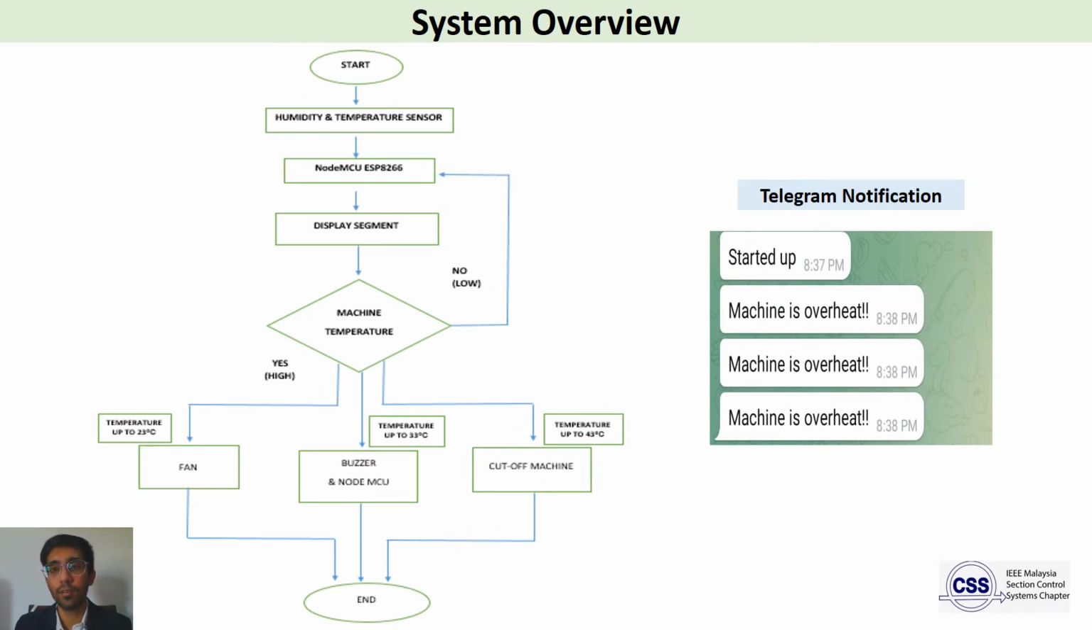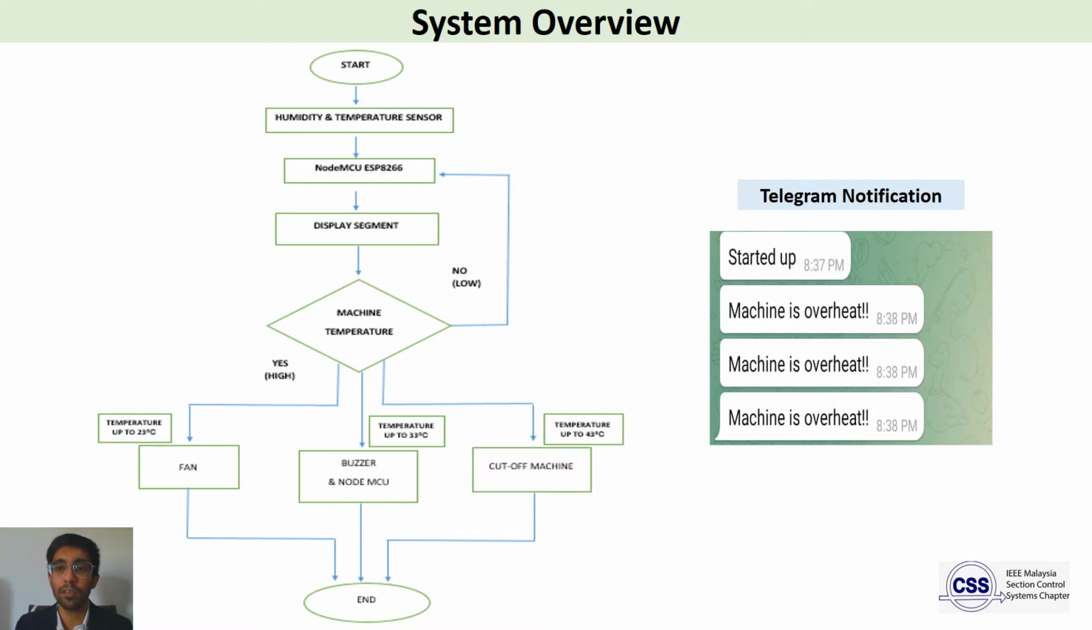Okay, this is the system overview. If you can see, it starts from the start symbol, which refers to the power supply. This system is using 12-volt power. Once the system is active, the first component, the DHT11 temperature sensor, will detect the value of the temperature and send it to the Node MCU. The Node MCU will analyze the data and then send it to the display segment, and the display segment will display the value.